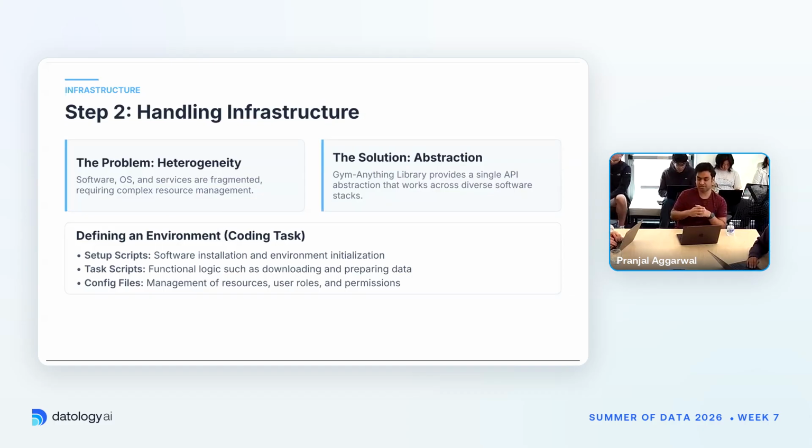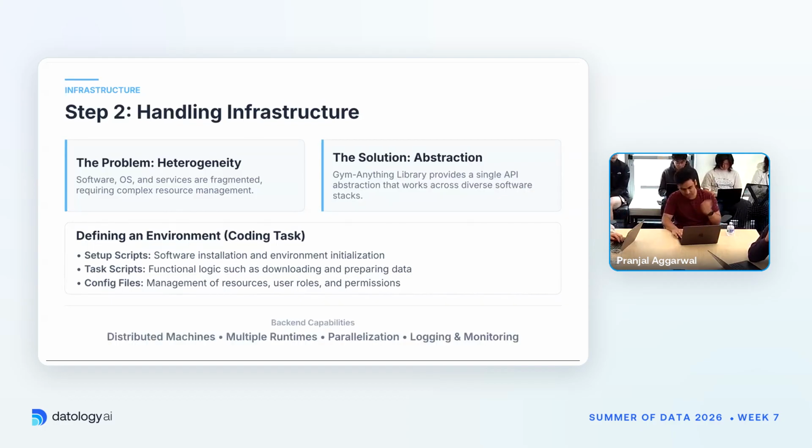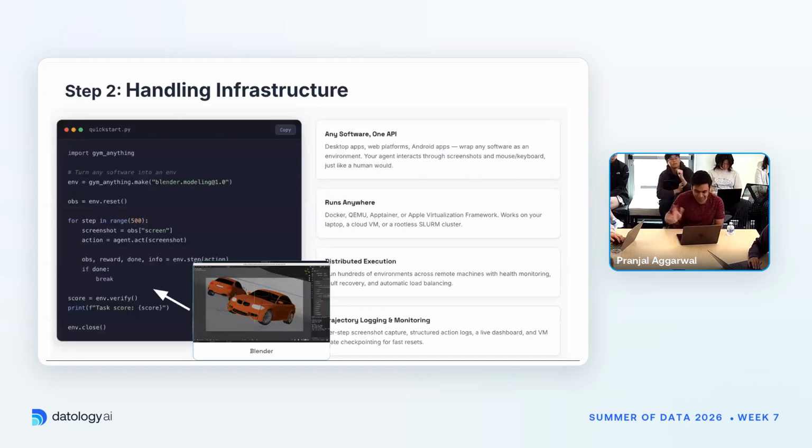There are task scripts, such as downloading the data and preparing the data, so that you can create the task with something that you can evaluate your agent on. Configuration files handle management of resources, permissions, those kinds of things. And you have this abstraction at the back, so it could run on distributed machines, different kinds of machines. You could parallelize it, and logging and all those kinds of things are provided. So if anyone decides to work on computer use agents, just give it a look. I think it makes things a lot easier and removes the engineering aspect from computer use research.